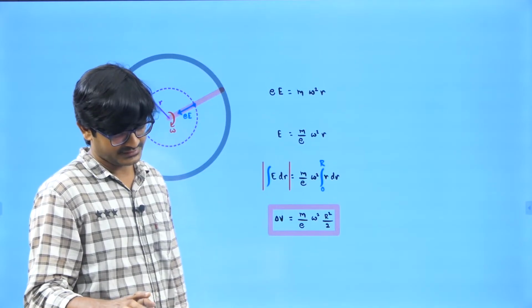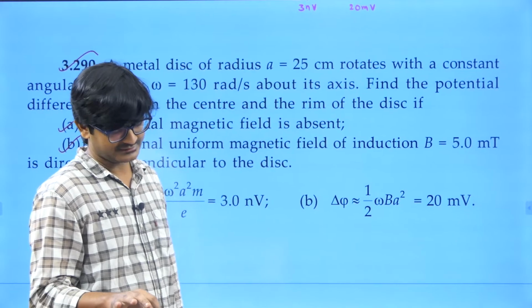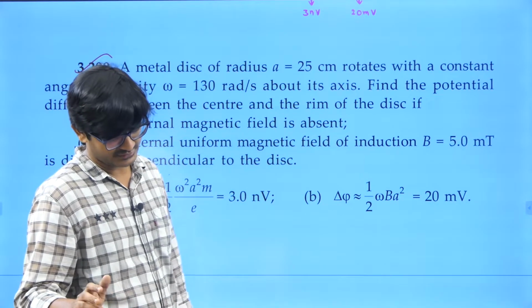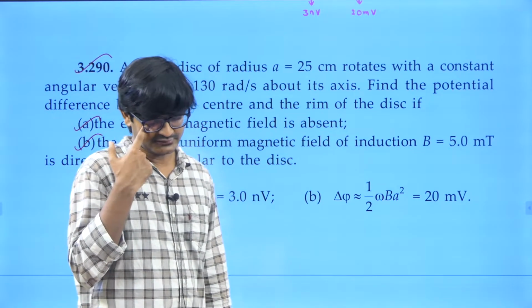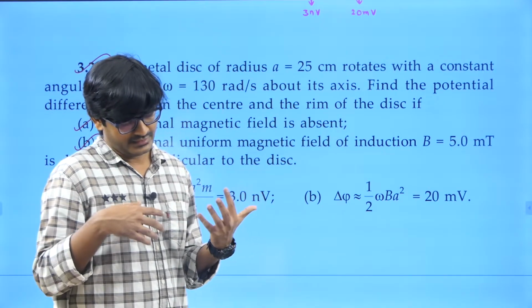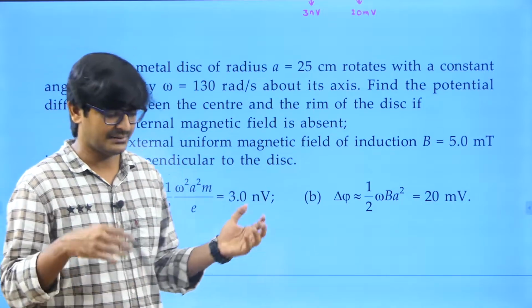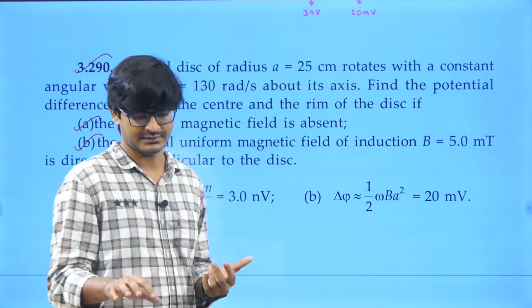Now going to the next part, it is this question. You can see, a metal disc of radius a rotates with a constant angular velocity. Find the potential difference between the center and the rim of the disc if the external magnetic field is absent. If external magnetic field is absent, what will happen? If magnetic field is there, what will happen?